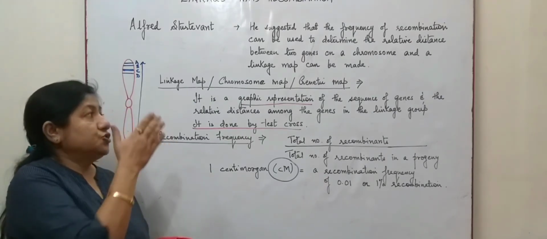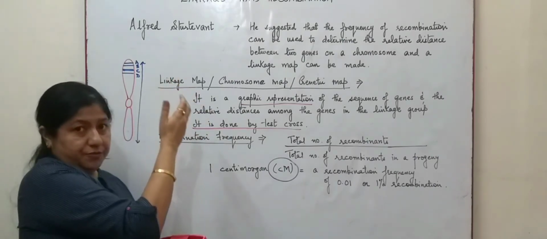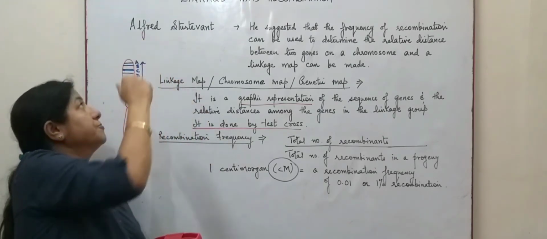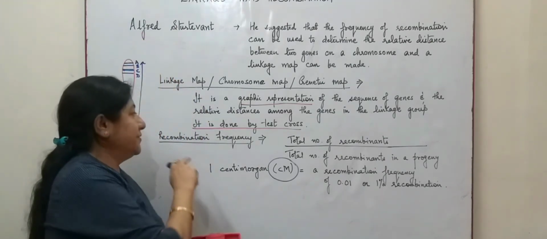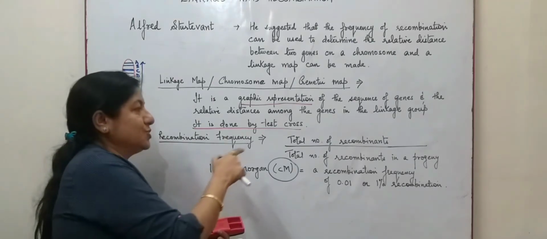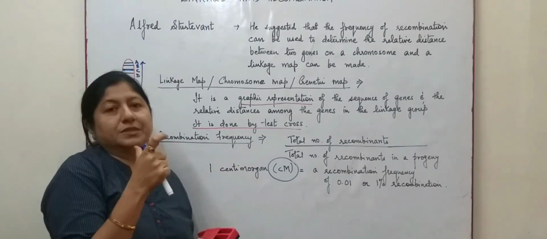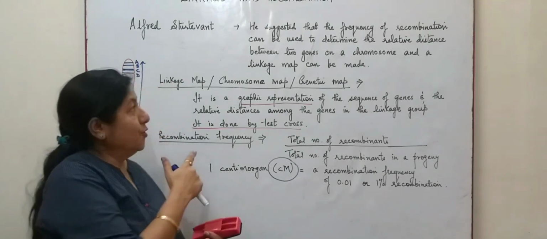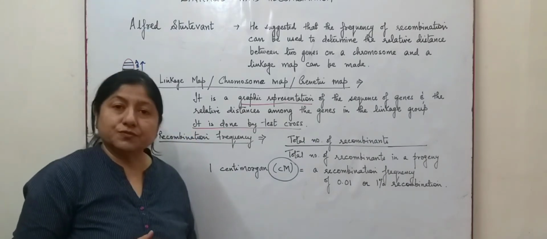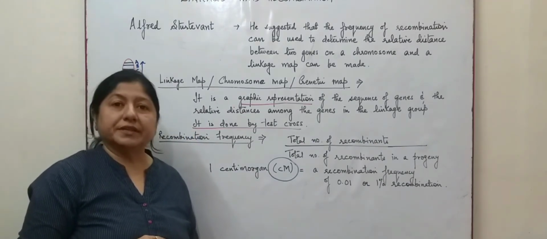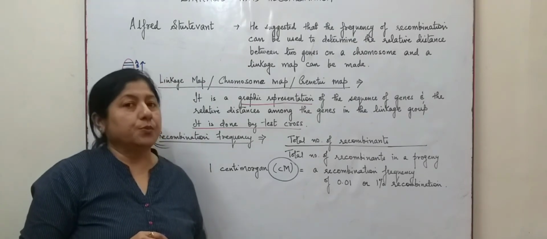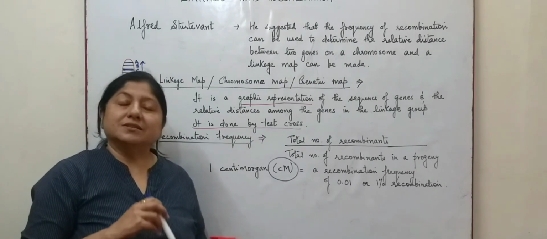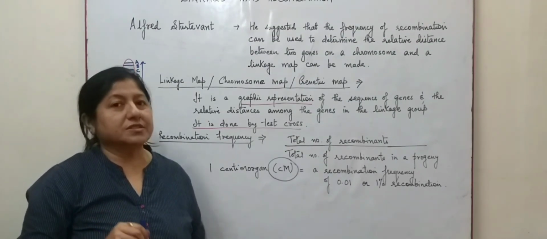So here the formation of the genetic map is due to the contribution of Alfred Sturtevant, and recombination frequency is actually the rate or the frequency of the formation of the recombinants. So all these terms are highly useful in our understanding of the inheritance pattern and the genetic variability. In the next video, we will be talking about sex-linked inheritance or sex determination.